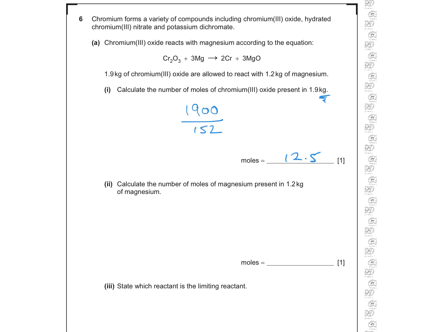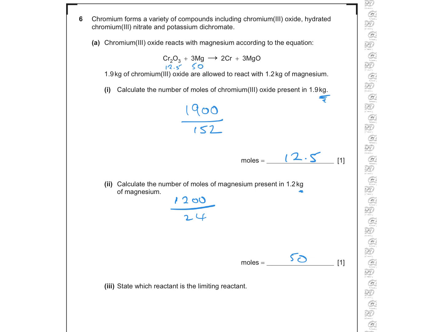Part 2, calculate the number of moles of magnesium in 1.2 kilograms. So again, it's in kilograms, which means we'll have to convert that to grams by multiplying by 1,000. Divide that by the RFM of magnesium, which is 24, and that's 50. So which reactant is limiting? I'm going to put the number of moles that I've worked out underneath each reactant, just to make it easier. And let's say I take the magnesium one.